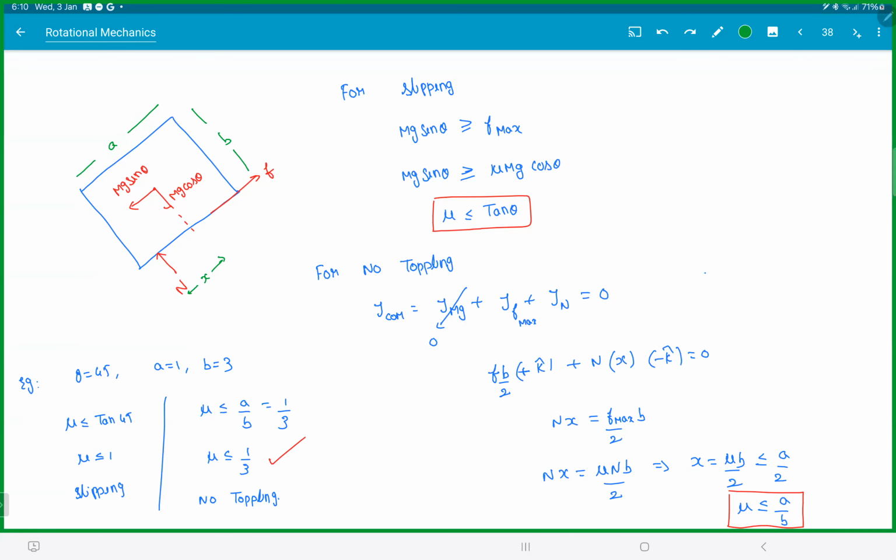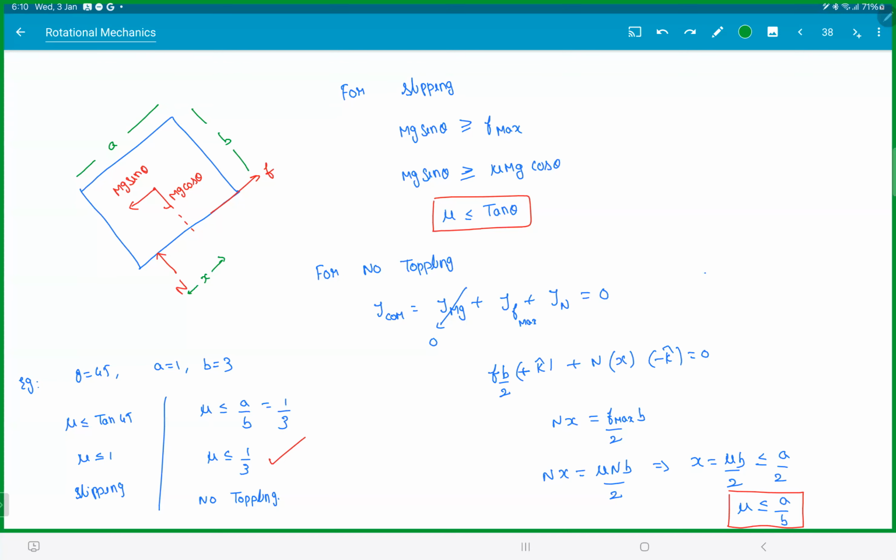Clear with the toppling part, everyone? So the main idea, right? Whenever the dimensions of a block are given, first understand it's a toppling question. Second, when you draw an FBD, just make sure to draw N to the side at a distance x. Once you have done that, whenever they ask about toppling, find x and just say that x should be less than or equal to half of the width. That is the main idea in toppling questions. Clear with this, everyone?